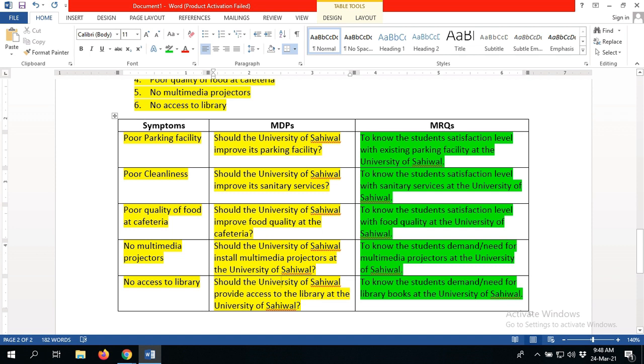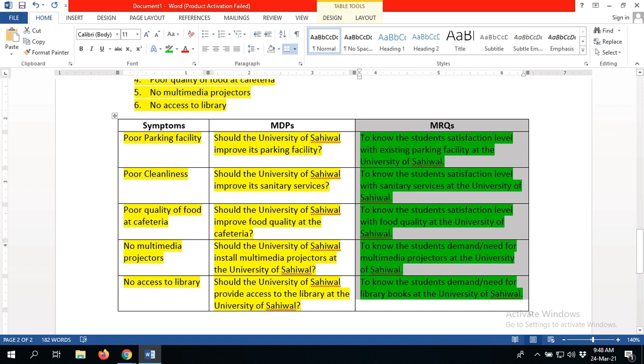If most of the students say that yes, we are in need of books, it means students need access to the library so that they can borrow the books. So I hope that you have understood how to convert symptoms into MDPs and then MRQs.